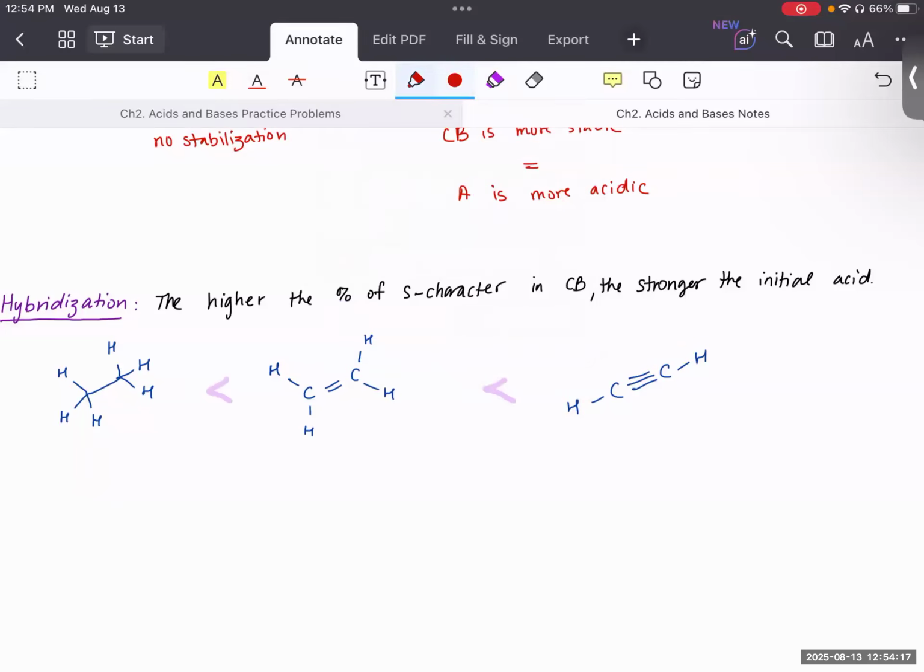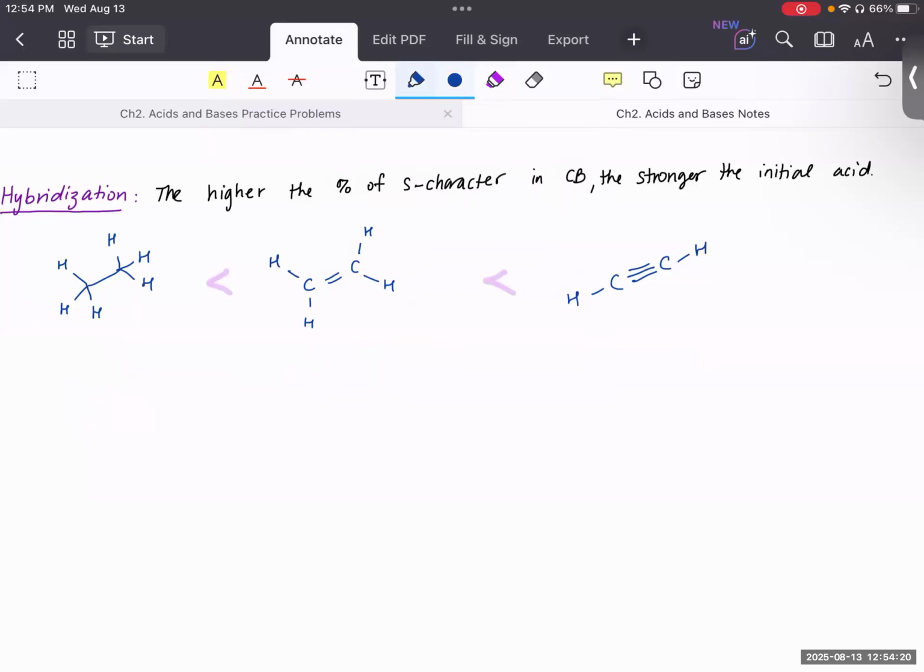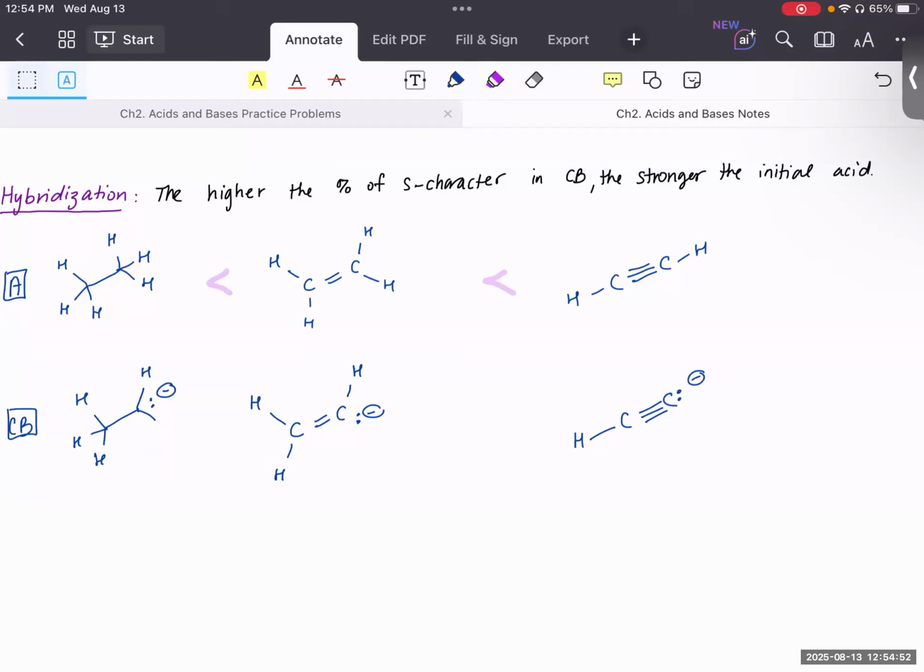So here we can see that the conjugate bases, if we were to draw out all the conjugate bases for all of these, we would see that in this first one, we would have a negative charge on an sp3 hybridized carbon. On the second one, we would have a negative charge on an sp2 hybridized carbon. And then this last one, we would have a negative charge on an sp hybridized carbon.